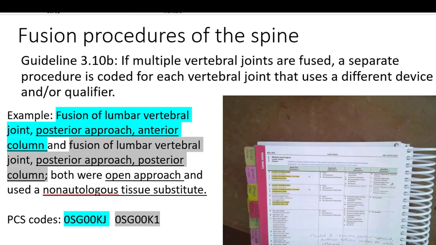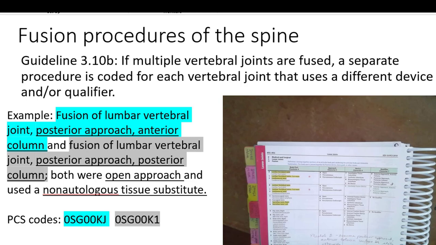The next guideline is referring to when multiple vertebral joints are fused and a separate procedure is coded for each joint that uses a different device and or qualifier. You've probably noticed now there's a pattern that whenever a procedure is, even though it may be in the same body area of the body, if that 7th character or 6th character is different, then you're going to have a different code.